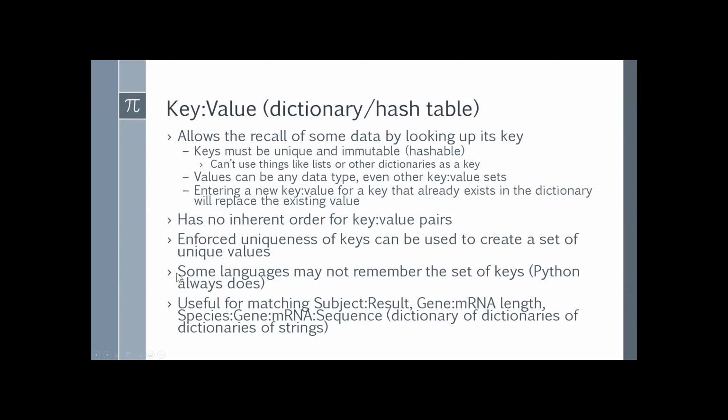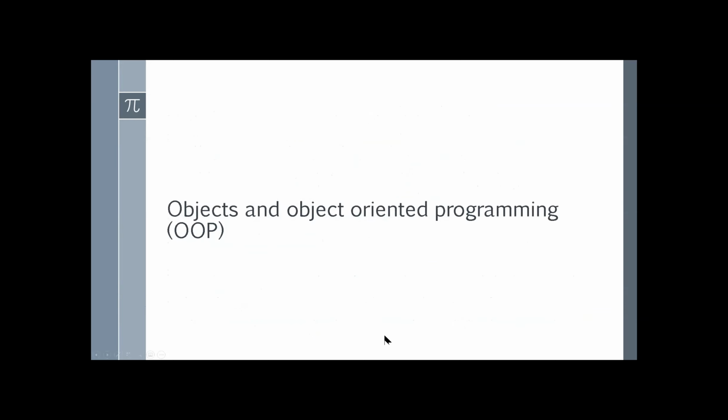So just as an example, I would look up Homo sapiens. I look up sequence dictionary, Homo sapiens, TRPV4, mRNA sequence number 1, and it would return to me the mRNA sequence for TRPV4 mRNA sequence number 1. All right, objects, and so we'll get into objects and object-oriented programming, and then we can actually start doing stuff.